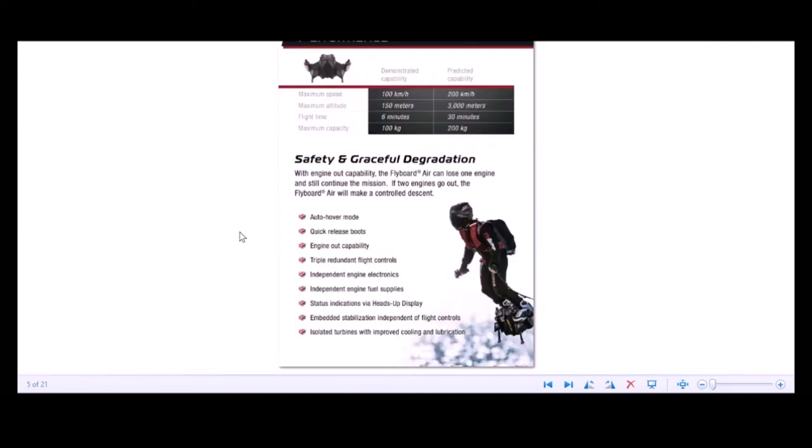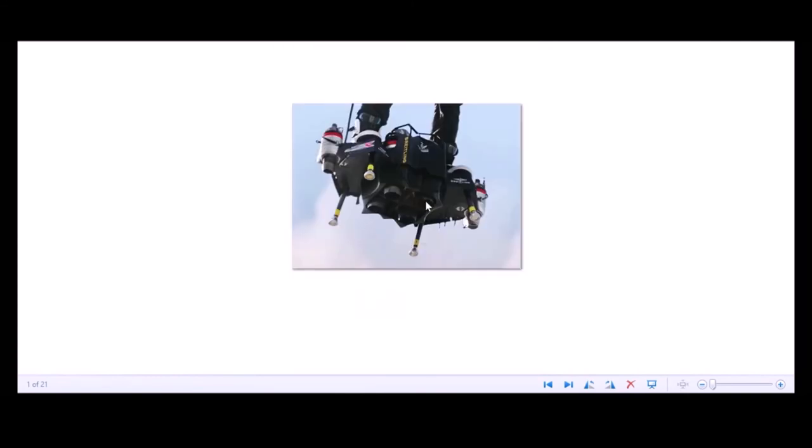Here are some features that they built into theirs. Auto hover mode, quick release boots, engine out capability. That means if one goes out, you're still okay. Triple redundant flight controls. So there's that redundancy, triple, very smart. Independent engine electronics. So that's interesting. So I think that's telling us maybe we would want two separate ECUs in case one ECU went out. Then the other ECU could make its own adjustments to keep you balanced in the air. And so we would have that ECU connected to perhaps opposite components, as we mentioned before.